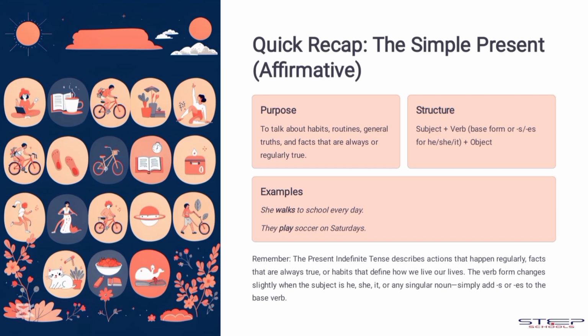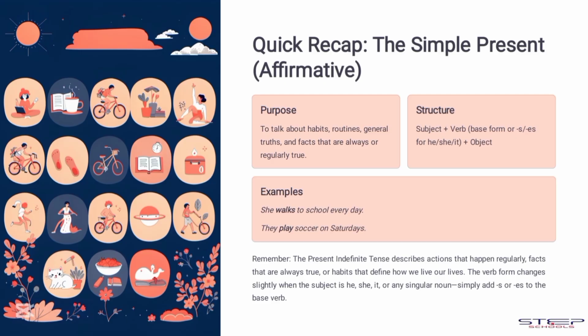As we have discussed, the present indefinite tense describes actions that happen regularly, facts that are always true, or habits that define how we live our lives. In present indefinite tense, we talk about habits, routine, general truths, and facts that are always or regularly true. The sentence structure is subject plus base form of verb plus addition of s or es with he, she, it, or singular subject plus object.